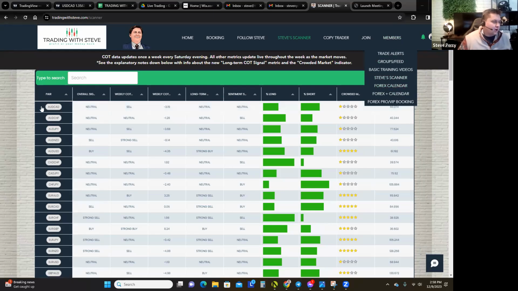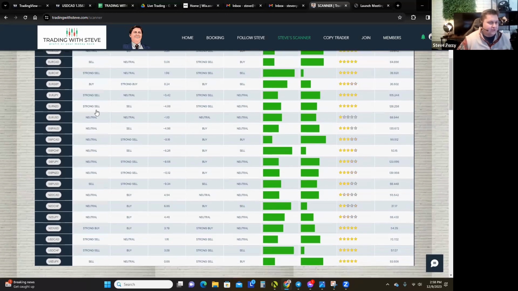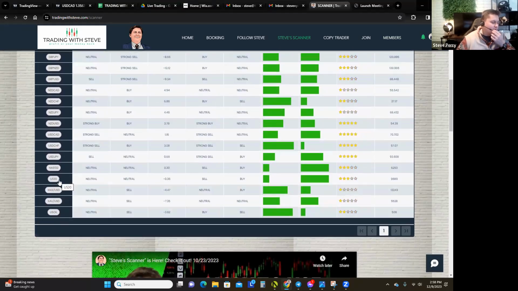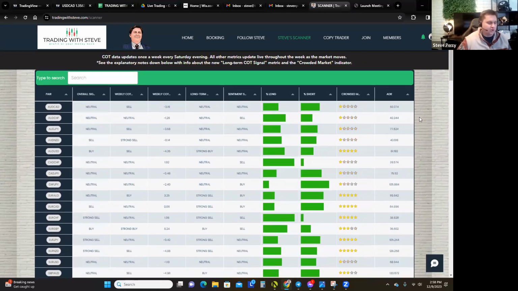Okay, so on the scanner, as of this recording, we have all 28 major currency pairs. Everything from the euro dollar to the pound yen and so on is included in here. When you scroll down to the bottom of the scanner, you also have oil, gold, silver, US 30, NAS 100. So there's a total of, I believe, 33 different instruments you can trade, of which 28 of them are currency pairs.